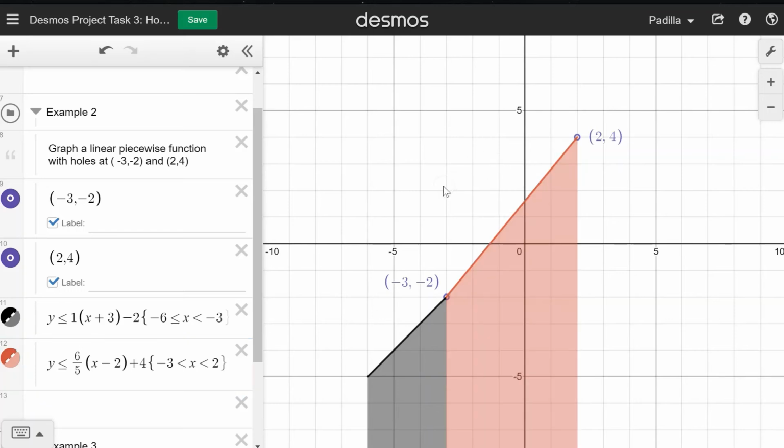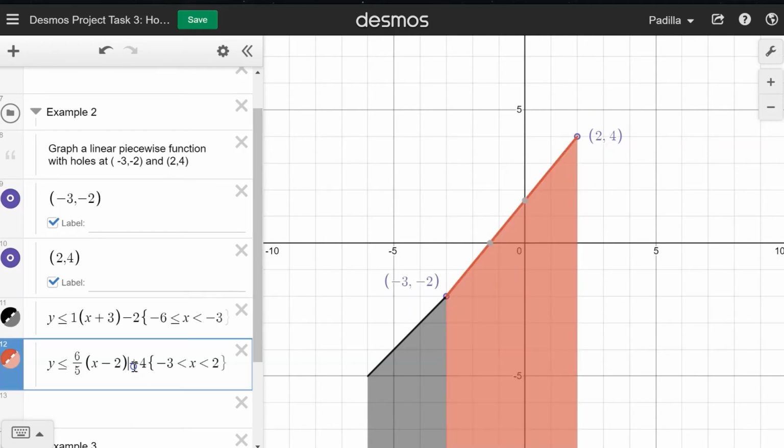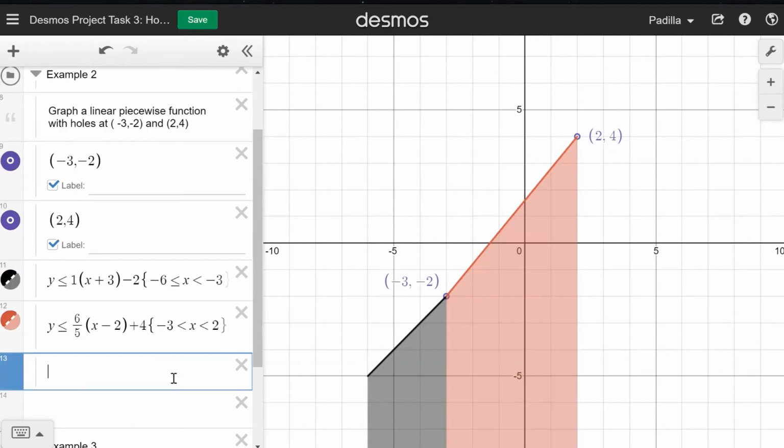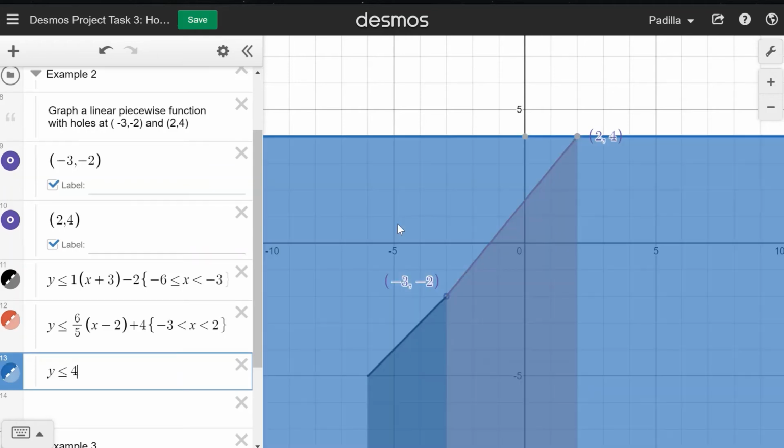Then we need to make sure that this continues on. It has to have two holes, not just one hole and an empty endpoint. So I need to create one more line. This time I'll keep it pretty simple. I'll make a horizontal one this time. If I make it horizontal, it'll have to be at the y value of 4. So I'll go with y is less than or equal to 4.